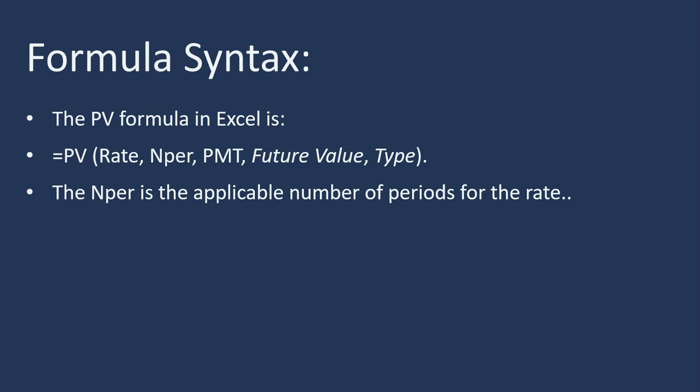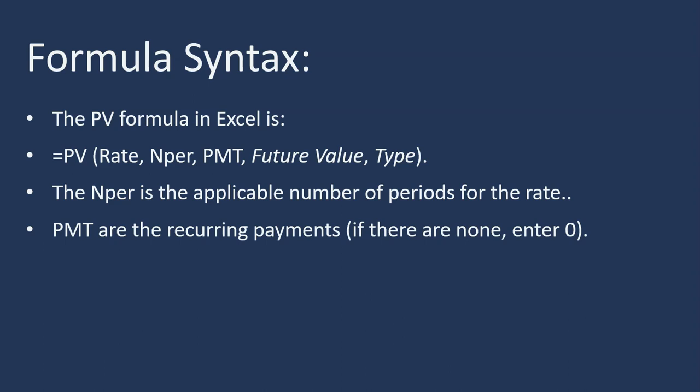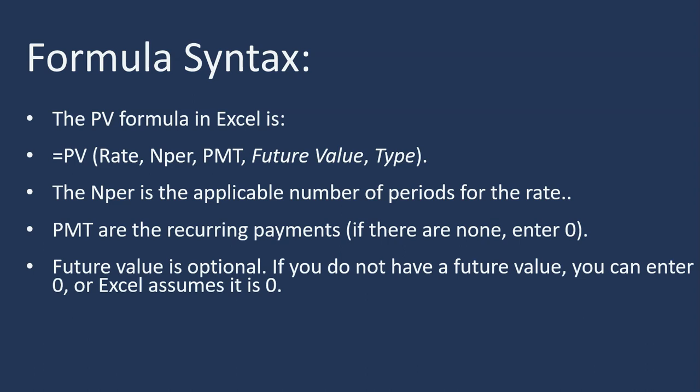The number of periods is the applicable number of periods for the given interest rate. Payments are the recurring payments. If there are none, you can enter 0 for that. The reason I put those two values in italics is because they are optional. The future value is also an optional input. If you do not have a future value, you can either enter 0 or Excel assumes that the future value is 0.